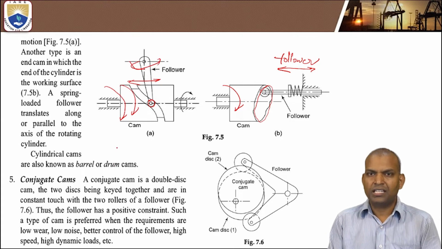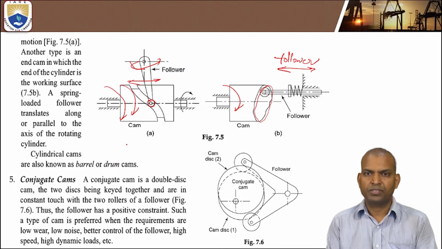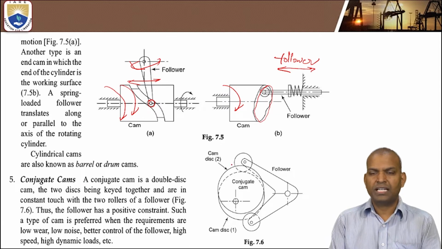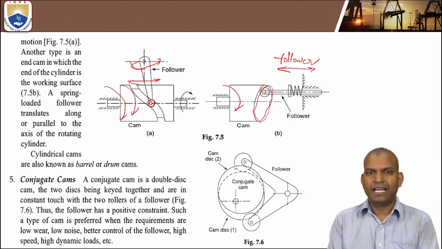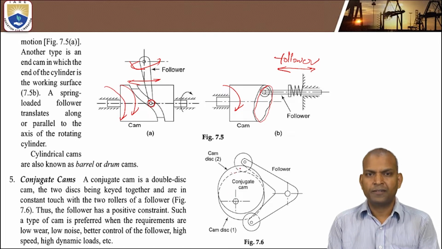Next, these cylindrical cams, also known as barrel or drum cams. The next type is called conjugate cams. In the case of a conjugate cam, what is happening? You can see there are two discs. The front disc is the dark line, and the back disc is the dotted line mentioned here. So there are two rollers and two discs.